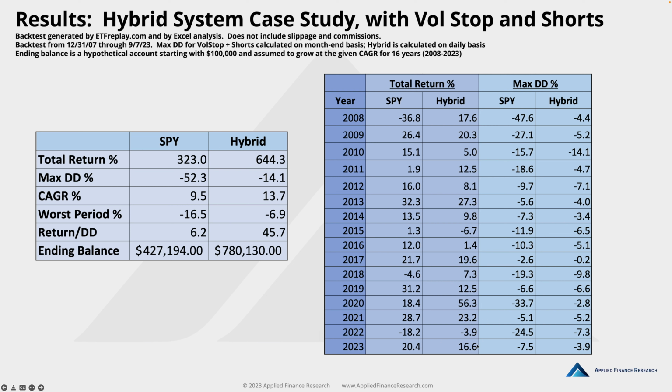The other thing I like to look at is number of losing years, and as we see here, the hybrid system made money every single year except for two, when we had a small loss in 2015 and a small loss in 2022.